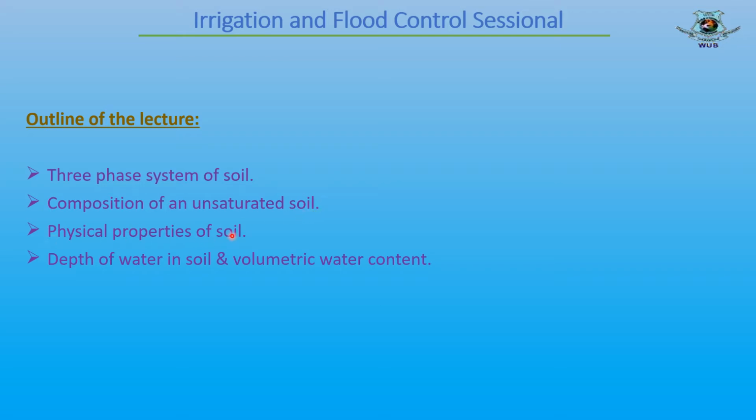Then physical properties of soil. That means density, water content, specific gravity, etc. Depth of water in soil and volumetric water content. Actually, volumetric water content means water present in soil based on its volume. And the last one, classes and availability of soil water.